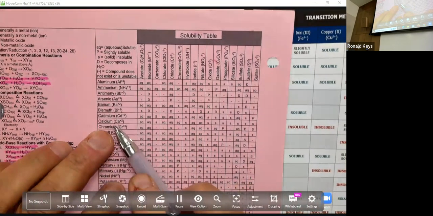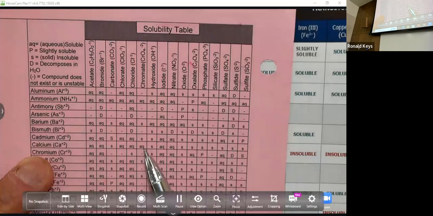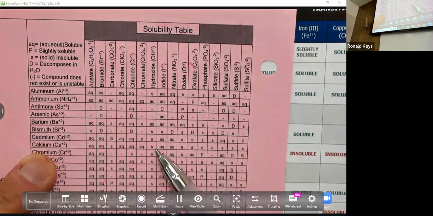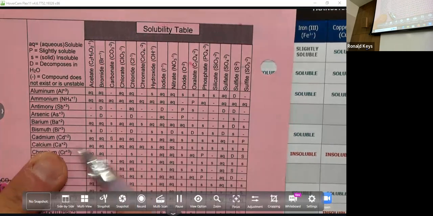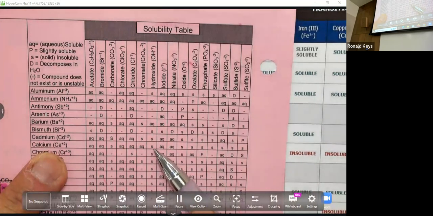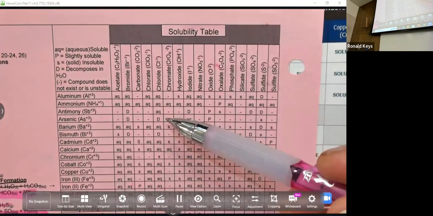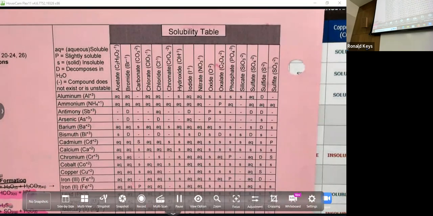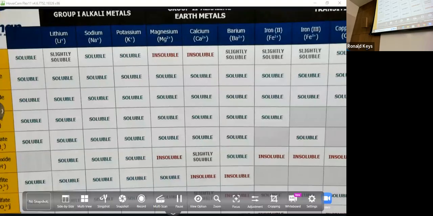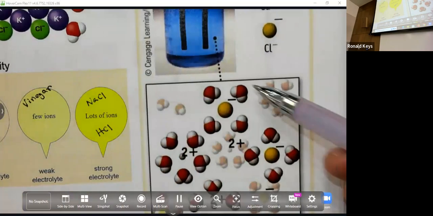So if you want to know if calcium chromate dissolves, it does because there's aqueous there. If it does not dissolve, if water does not have the ability to pull the positive and negative ion apart, we say it stays a solid. And that's the example with calcium hydroxide. Again, if it's aqueous in here on this chart, water has the ability to overpower the attractive force between the positive and the negative ion. You are going to get lots of ions in solution, and it is going to conduct electricity.